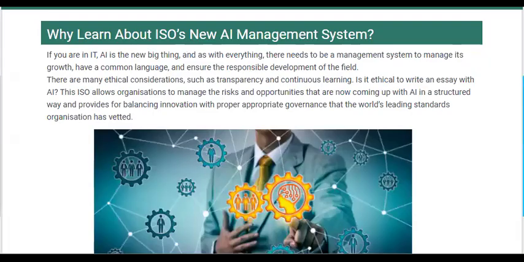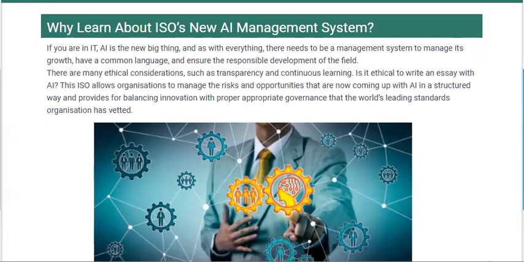Why learn about ISO's new AI management system? If you are in IT, AI is the new big thing, and as with everything, there needs to be a management system to manage its growth, have a common language, and ensure the responsible development of the field. There are many ethical considerations, such as transparency and continuous learning. Is it ethical to write an essay with AI?